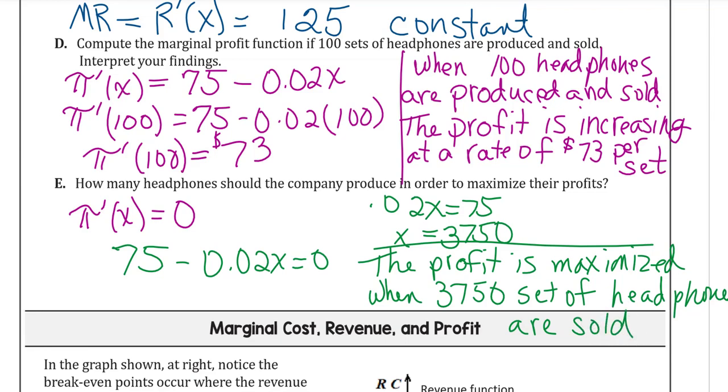Manufactured and sold. Okay? Because you do get to a point where, those who have business classes know this, that you can overproduce and then you end up pricing yourself out and you're making less profit on each headphone.